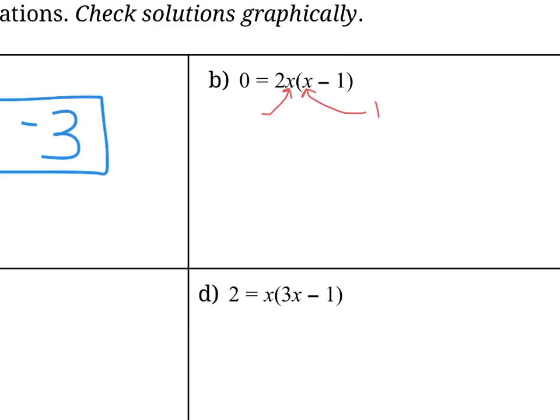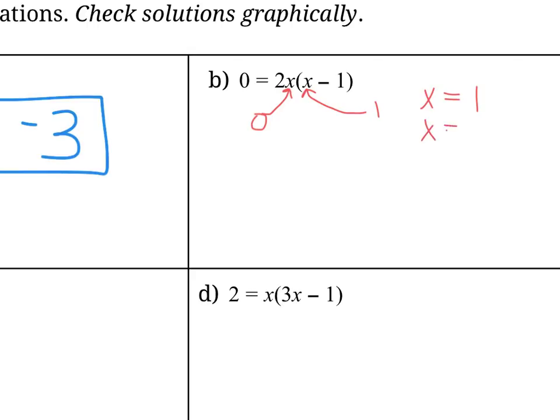So now we have one solution. One solution is that x is equal to 1. How about this other guy here? What could I plop in right there to make the whole thing equal to 0? Well, what if I put in 0? So imagine this, 2, and then times 0, and then times 0 minus 1. 0 minus 1 is not 0, but because we have the 0 here, the entire thing equals 0. Therefore, we have a second solution, which is that x is equal to 0.